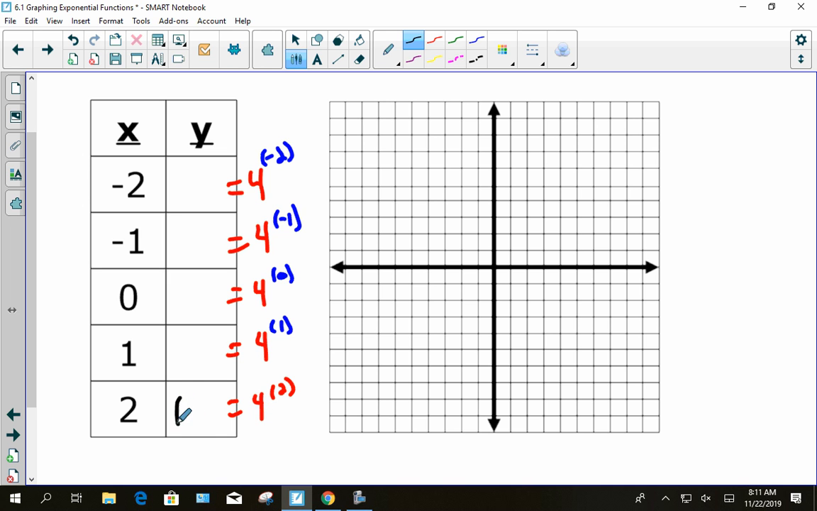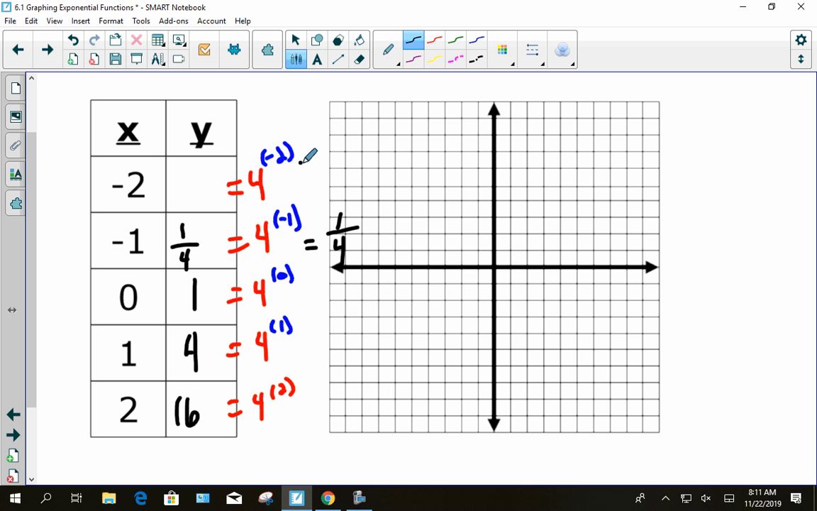4 squared is 16. That's easy. 4 to the first power is 4. 4 to the 0 power is 1, because anything to the 0 power is 1. But now we have 4 to the negative 1. What is 4 to the negative 1? Don't we have to turn this into a fraction? So this is really 1 over 4 to the first power, which makes it 1/4.